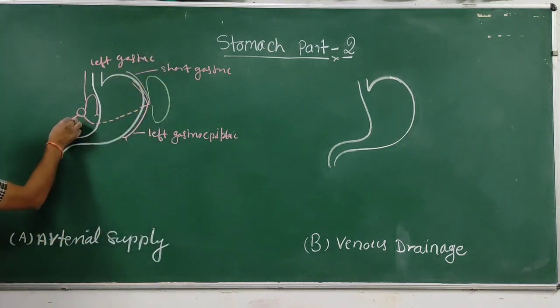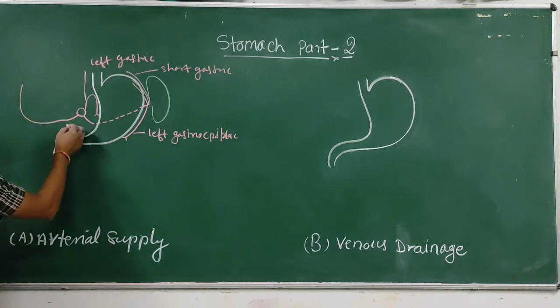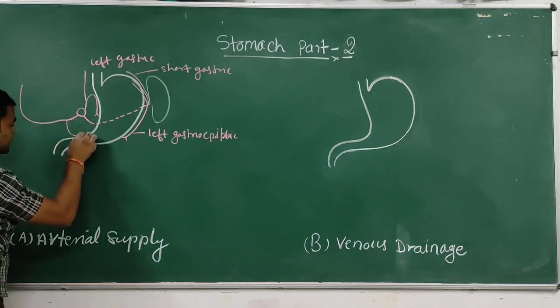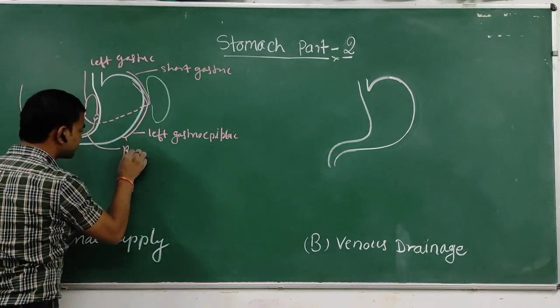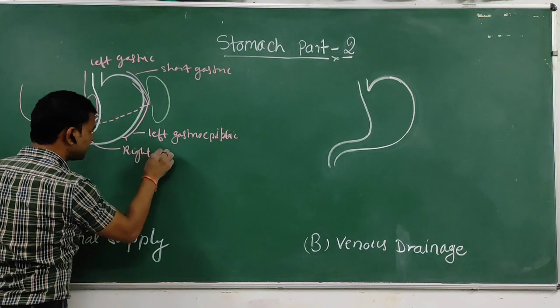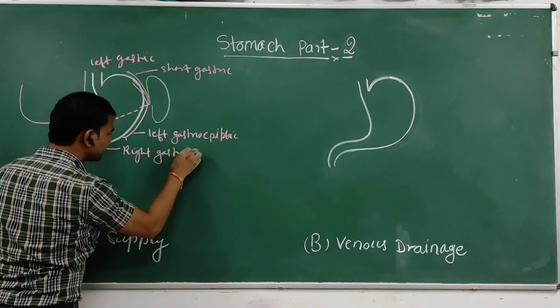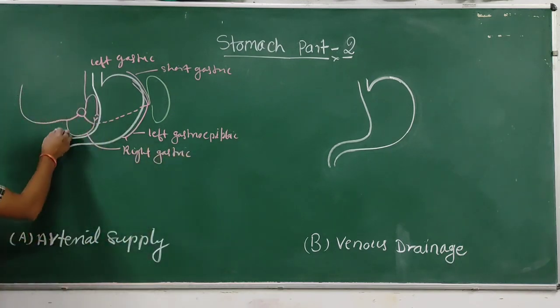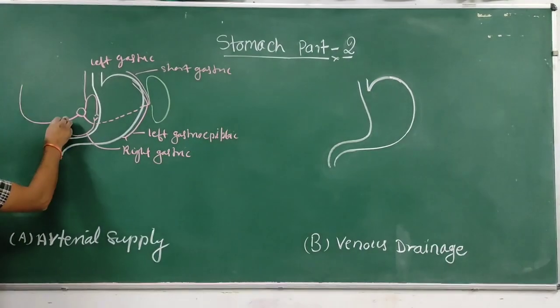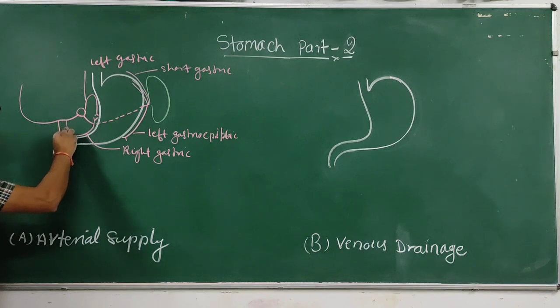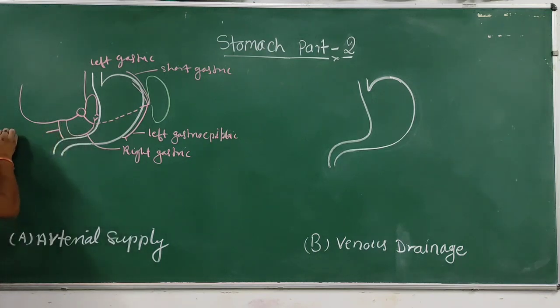And it also is the common hepatic branch. Common hepatic branch first with the right gastric branch. So this is the right gastric branch. Become a proper hepatic. From the proper hepatic we have gastroduodenal branch. So this is the gastroduodenal branch.